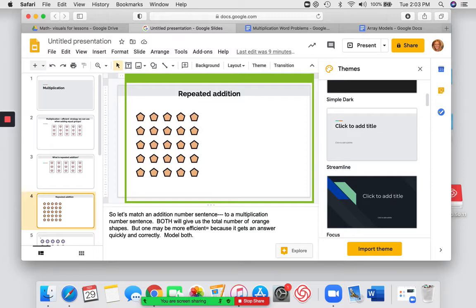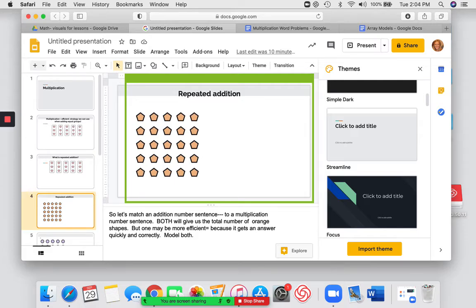Here I'm showing an array, and I want us to first start by noticing how this number sentence can be written in 2 different ways. We could solve it as a repeated addition equation, or we could solve it by multiplying. And we just said both of them will get us to the correct answer, but good mathematicians want to work efficiently. We want to get the answer quickly and get the correct answer.